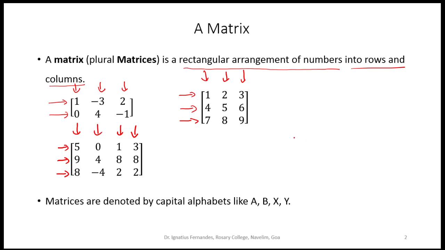Matrices are denoted by capital alphabets, like capital A, capital B, capital X, capital Y. So if I have to say that the first matrix here is matrix A, I would say matrix A is equal to this. If the second matrix here is referred to as, say, matrix B, if I want to denote it, I would write capital B. If this third matrix is, say, matrix X, I would say capital X is equal to this. So we use capital alphabets to denote matrices.